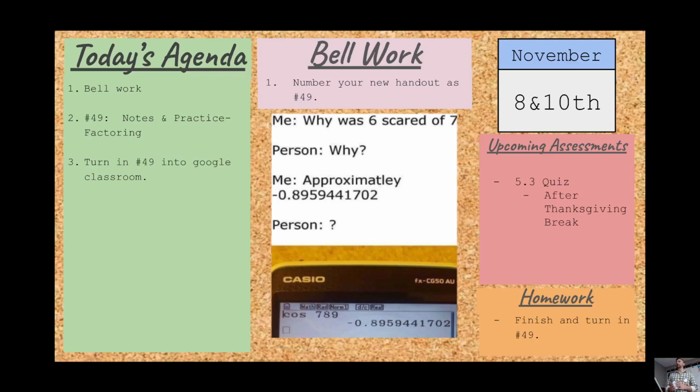Even if you think you're going to exempt it, that is one of our requirements to exempt the final, because we give you class time to work on it.